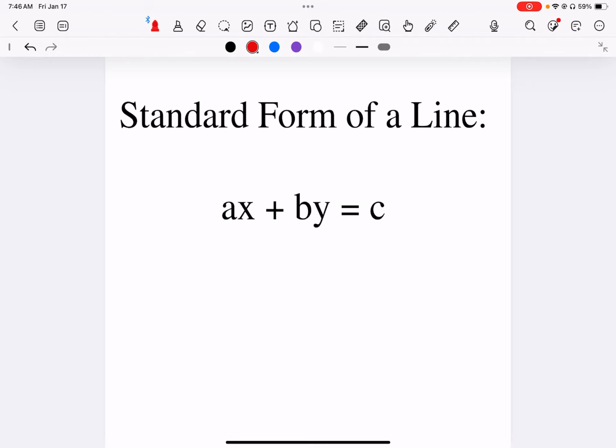This lesson is on drawing linear functions from forms other than slope-intercept form. This first form is called standard form, ax plus by equals c. And in this case, a, b, and c cannot be fractions or decimals.